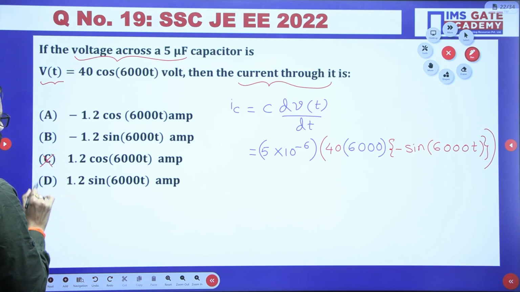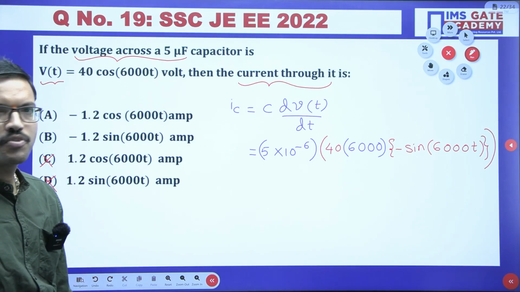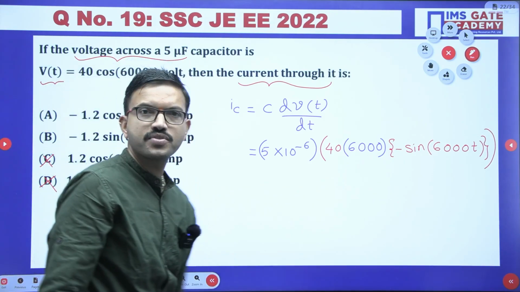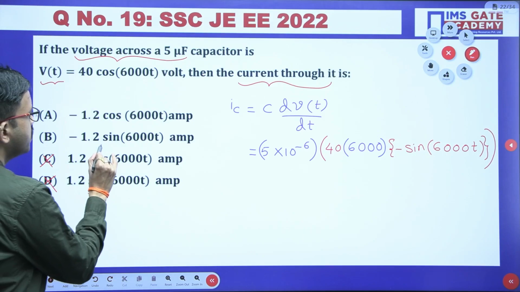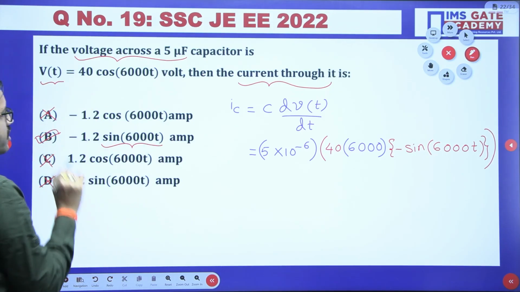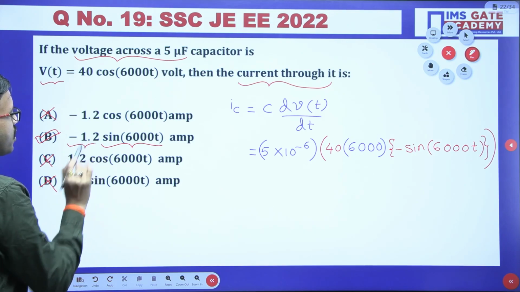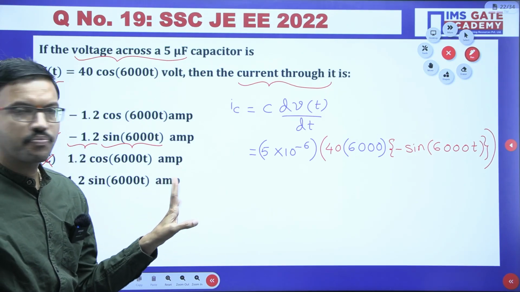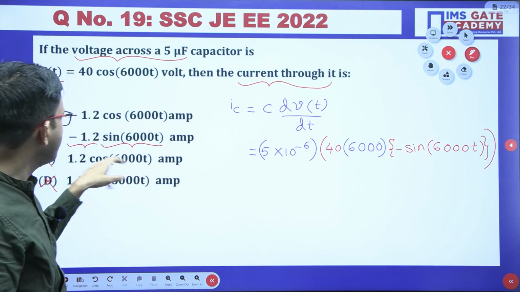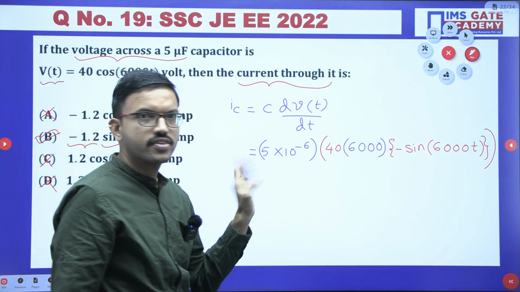And here also two choices have a negative sign, so based on that we can eliminate two choices. And here you are getting a sine term, and the sine term you have here. Directly we can choose, so option B will be correct. Whether we are getting this 1.2 or not, now let us verify. We got the minus sign, we got sine 6000 t, but whether we get the 1.2 or not, we can verify.